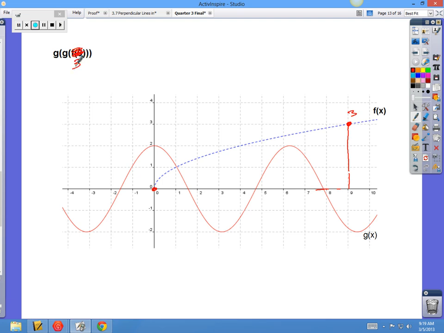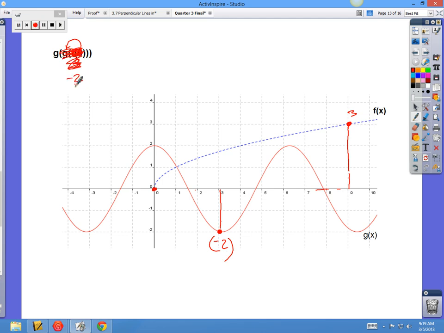So now take your answer and plug it into g. So you start back at 0, 0, go right 3, go down till you hit g. This time I gotta go down right there. And you could say that's probably a negative 2. Okay, now this whole mess is a negative 2.